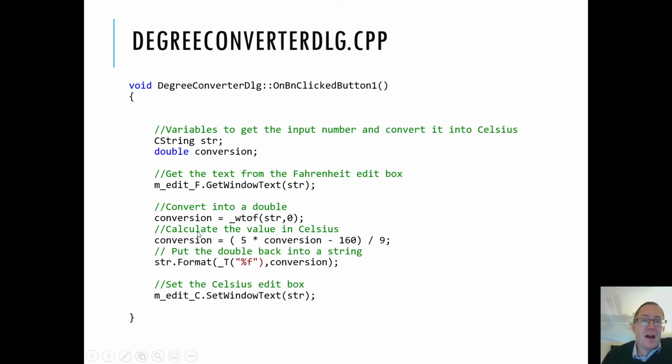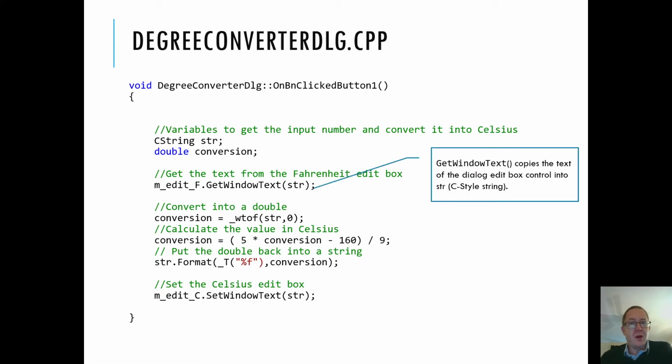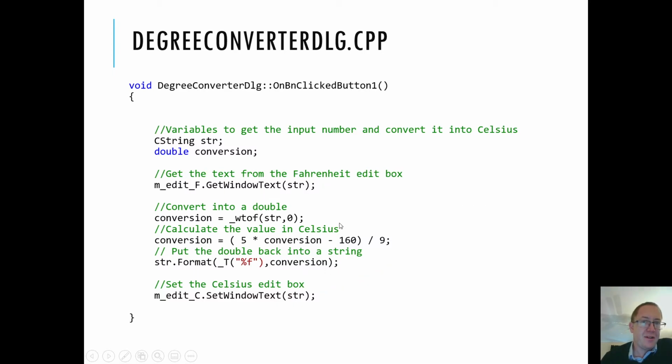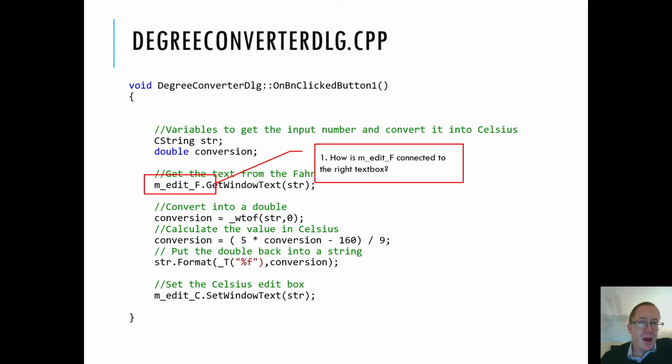So here is my on button click, a callback. Once again. Okay. So I'm getting the text from the edit field. I am putting it back afterwards. I have this callback up there at the top.